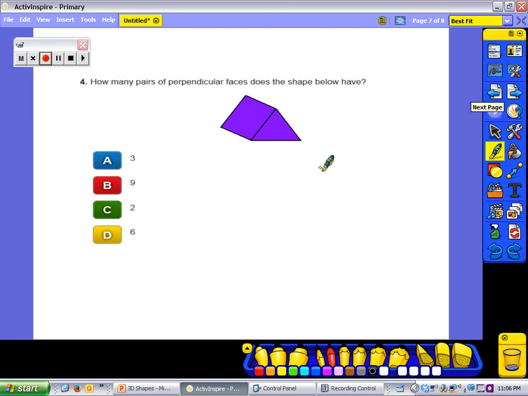All right, just one more problem. How many pairs of perpendicular faces does the shape below have? All right, this is a key word here, pairs. So we're looking for pairs. And perpendicular, remember, means one side's got to go straight down, one side is flat. So we've got this one here, and then this one here. I hope that you can see what I'm talking about. There's 3 there, and then there's going to be 3 on the back as well. So we get an answer of D, 6.